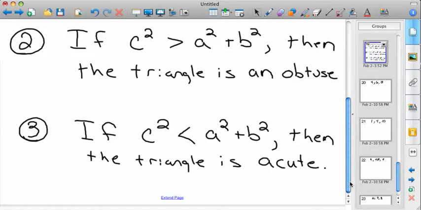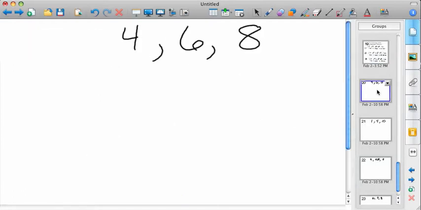Alright, so let's try it out on some lengths that could or could not be triangles. First off, decide if it's a triangle. If it's a triangle, the two smaller numbers have to add up to be larger than the third number. So here you have 4 plus 6, that's 10. 10 is greater than 8. We know it's a triangle. So that's the first test you do.